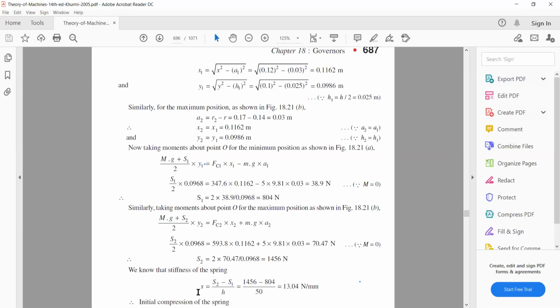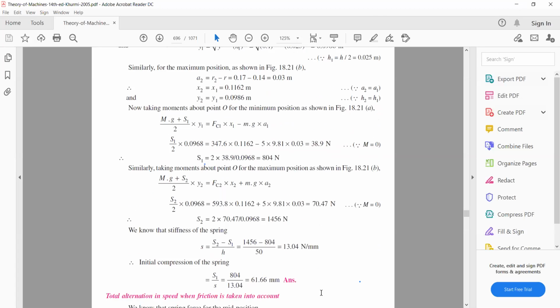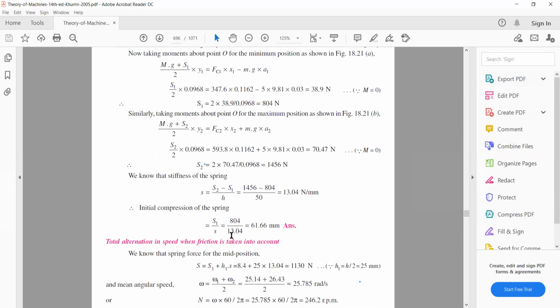Now to find the stiffness of the spring. The formula is small s equals (s2 minus s1) by h. Substituting the s1 and s2 values, the value comes to 13.04 newton per mm. Now the initial compression of the spring is s1 by small s. The s1 value, 804 newtons, was already calculated earlier, and s is 13.04, so the value comes to 61.66 mm.